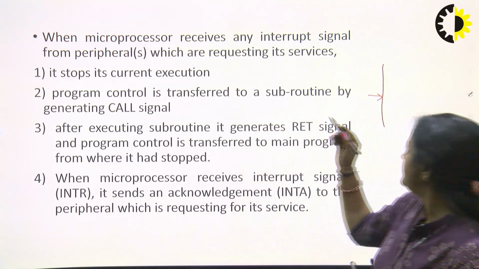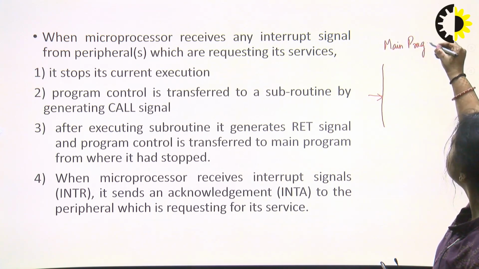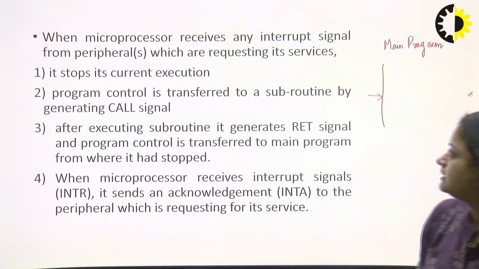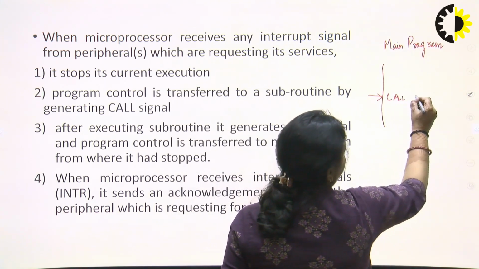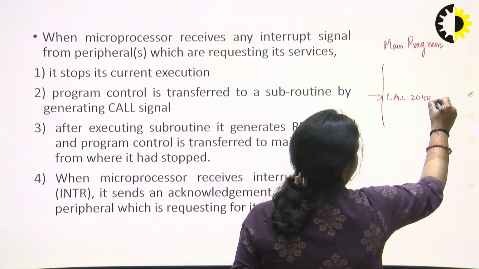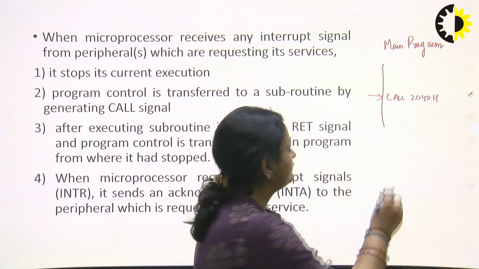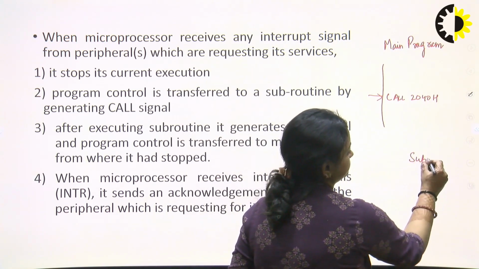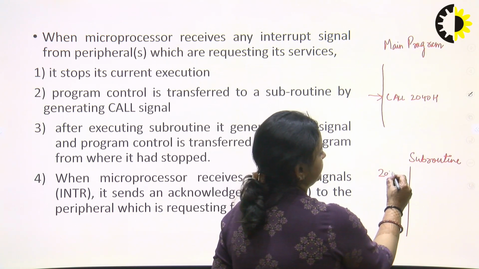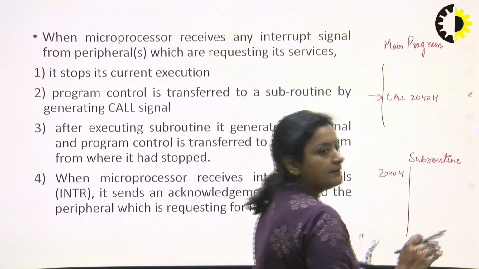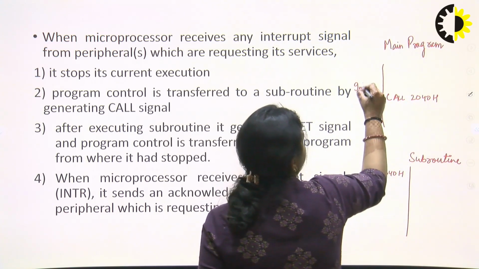For example, if this is my main program which is going on in microprocessor 8085 and any interrupt comes, it stops the execution here only, and with the help of a call instruction, it calls a particular address. This address corresponds to the vectored address of my interrupt. So with this instruction, it calls a subroutine which is starting from this particular address 2040H. Now my main program will go on hold as soon as this interrupt request comes. This is an interrupt.